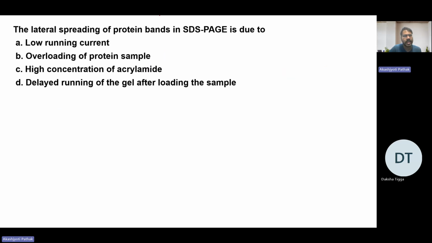Okay, lateral spreading. When can it happen? If you have loaded the sample and have not switched on the power supply, and after 15 minutes you turn on the power supply and run the gel, then your protein will get diffused and spread to the nearby wells. So that is why the answer is delayed running, option D.